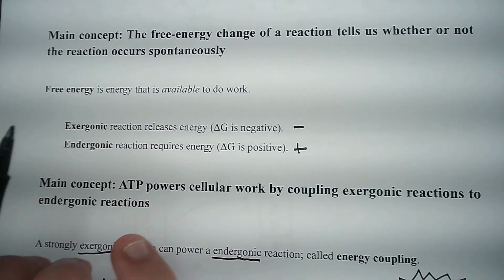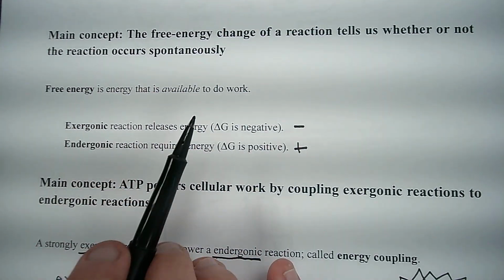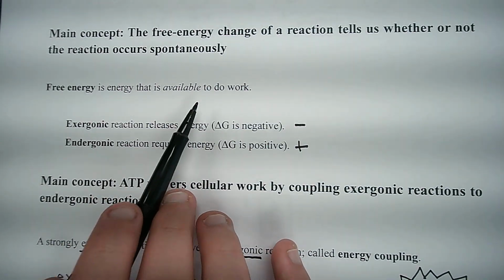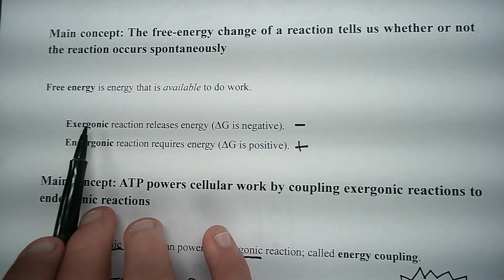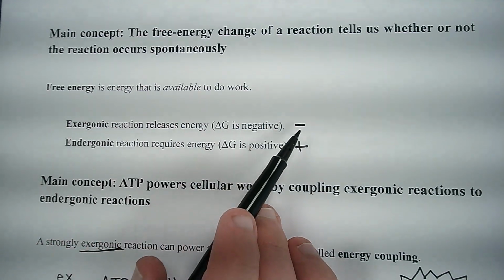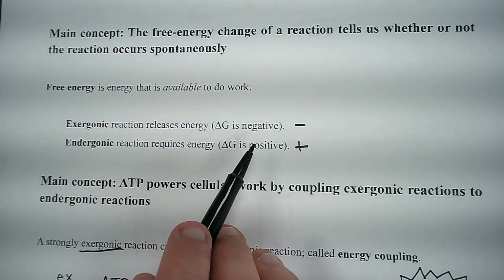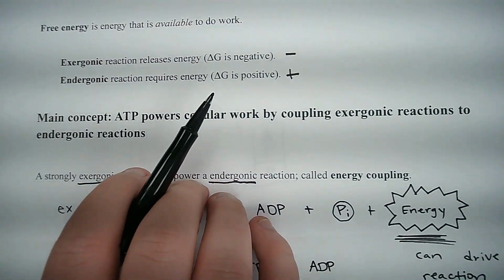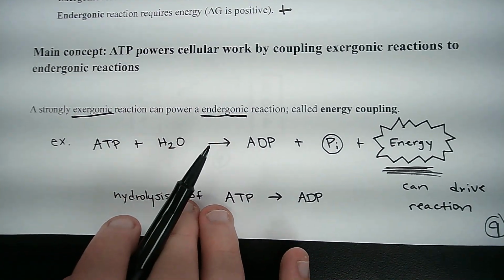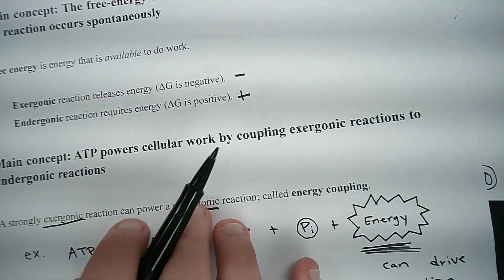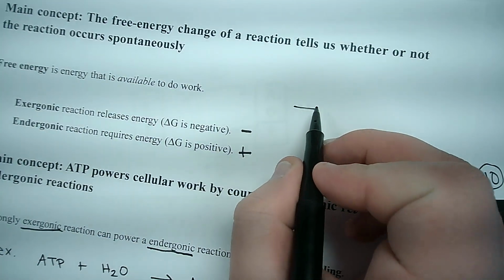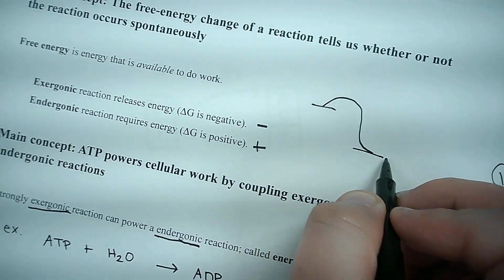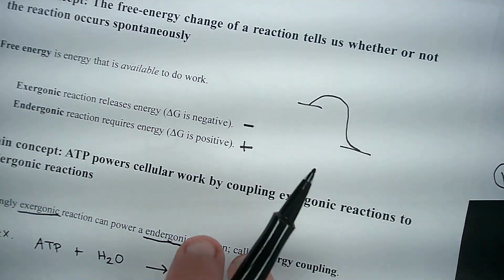Free energy change. In general, free energy just means all the energy that's available or freed up to do work. Okay. Exergonic means that it releases energy, it's negative. Endergonic means that it requires energy, it's positive, delta G. And the important thing is just realize exergonic reactions are the ones that release energy. So products are on the bottom, reactants are on the top.